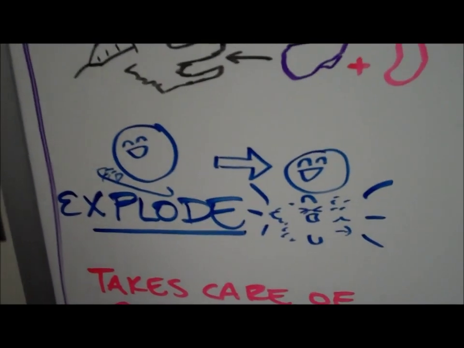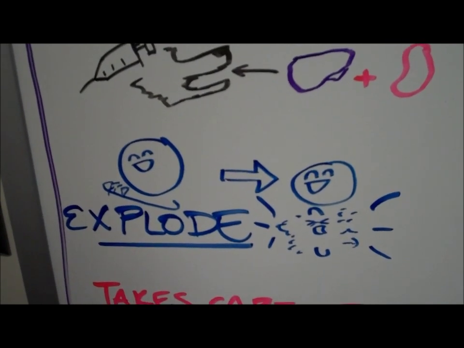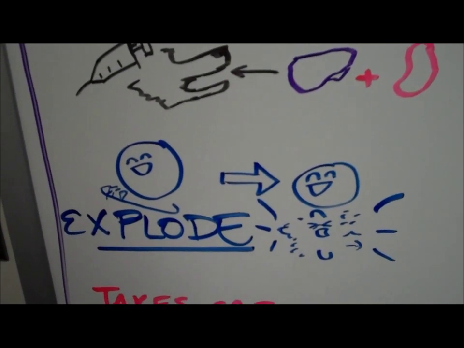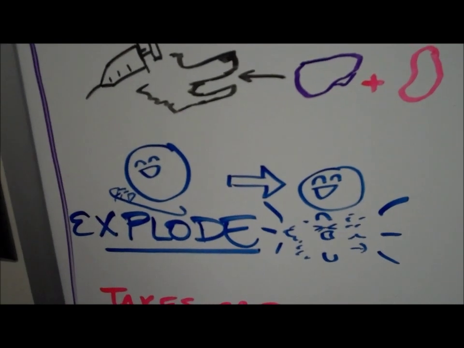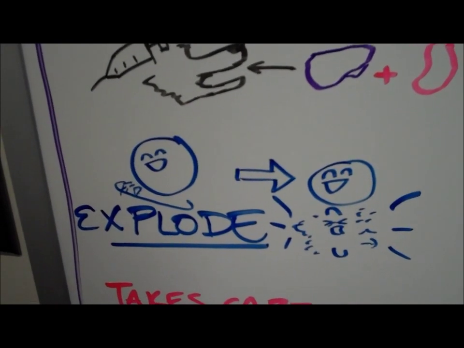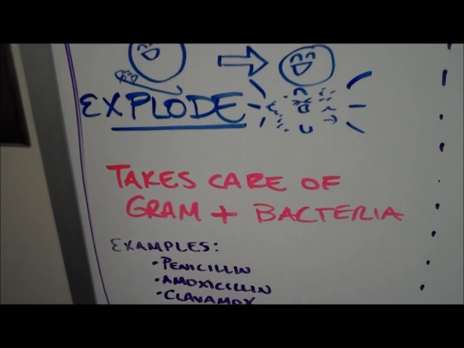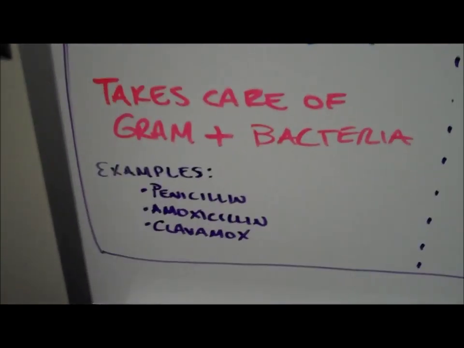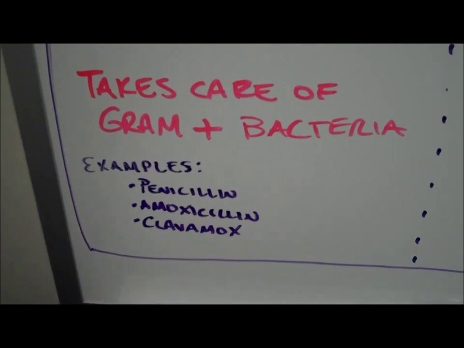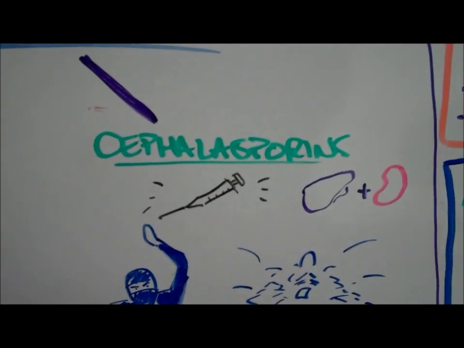Then we've got some exploding action going on, because it interacts with the cell wall and lets a lot of stuff into the cell, and then the bacteria just kind of gives up and explodes. And it takes care of gram-positive bacteria. And those are some examples. Lovely examples. Alright, then we move on to cephalosporins.